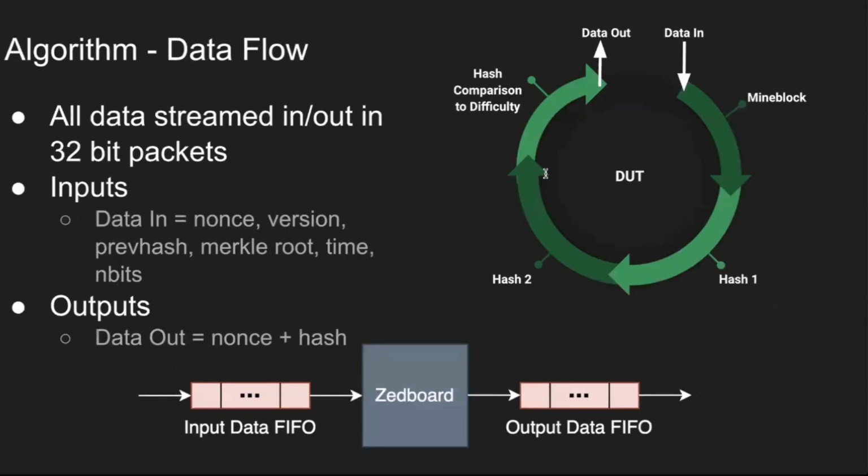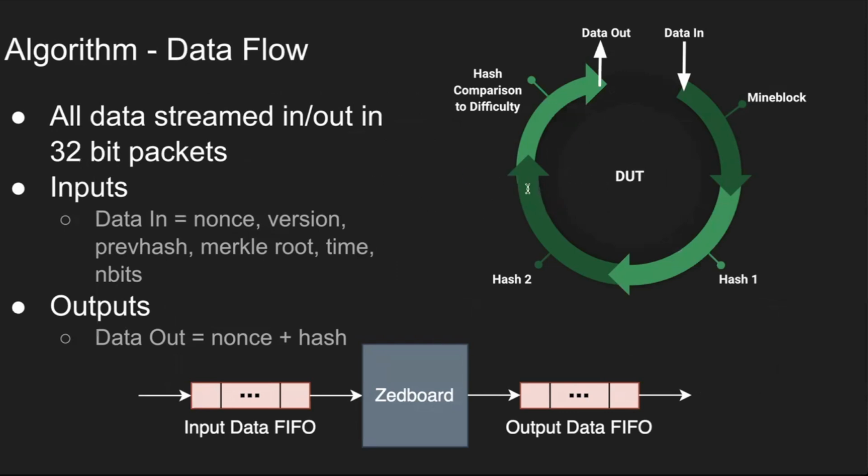For our design, data is provided in 32-bit packets as a result of the bit width limitations of the FPGA. So all inputs are streamed into the Z board in 32-bit packets. The input in our case is 20 packets of data. This data includes information to simulate a real point in time while mining, where a block will be used, with all the information such as the previous hash, the nonce, and version.